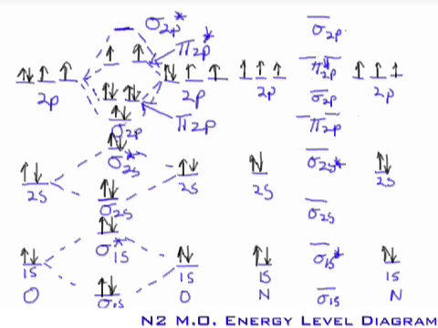If we put in our electrons for nitrogen, how many electrons does nitrogen have altogether? Well, one nitrogen combines with 7, the other combines with 7, so N2 gas gets 14. 1, 2, 3, 4, 5, 6, 7, 8, Hund's rule, 9, 10, 11, 12. Pair them up, 13, 14.